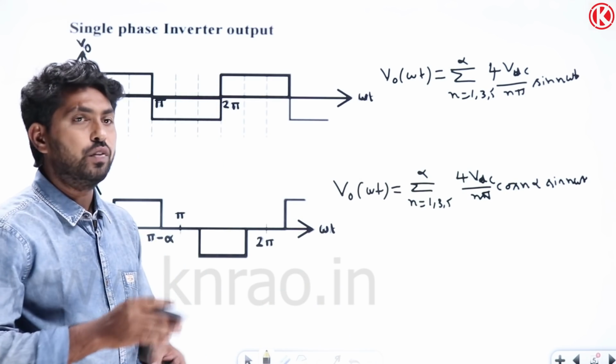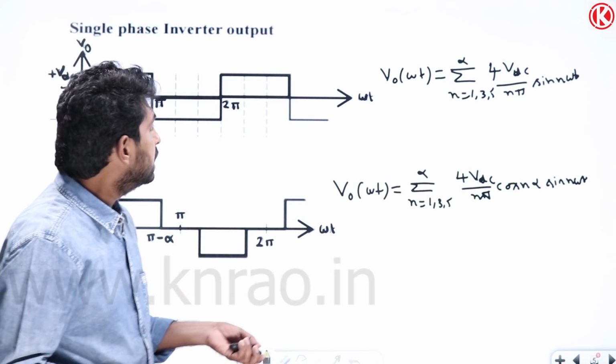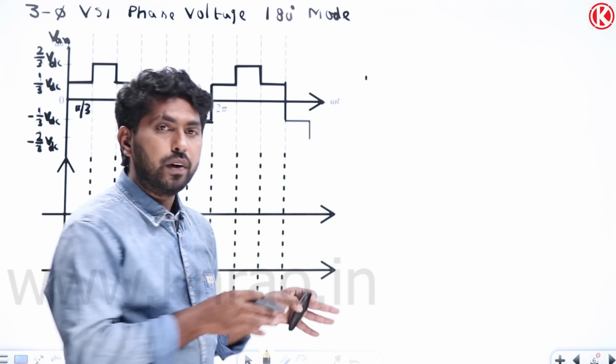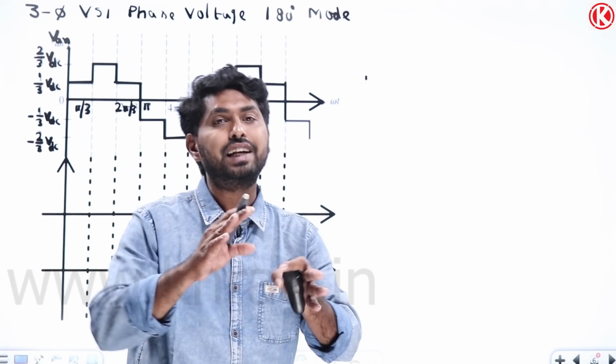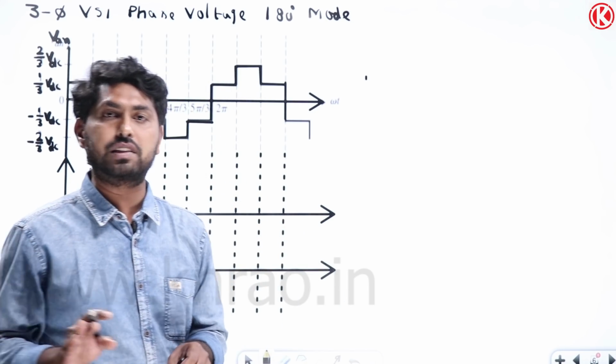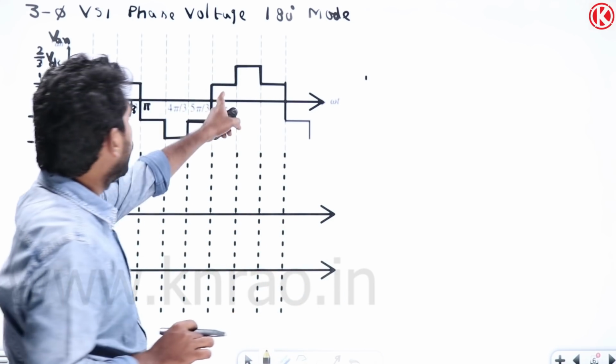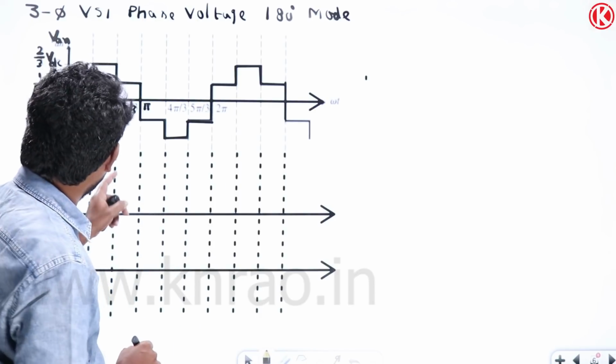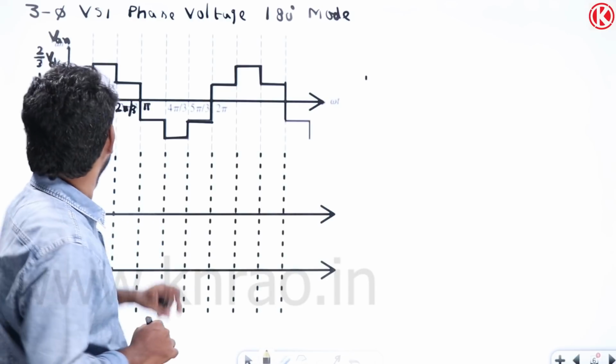Is this sufficient? We have different waveforms in power electronics, so let us see the next waveform. By looking at this waveform, you may feel that it is complex, but it is not at all complex. You can easily find the Fourier series expression for this. How you can find it, we will see here.